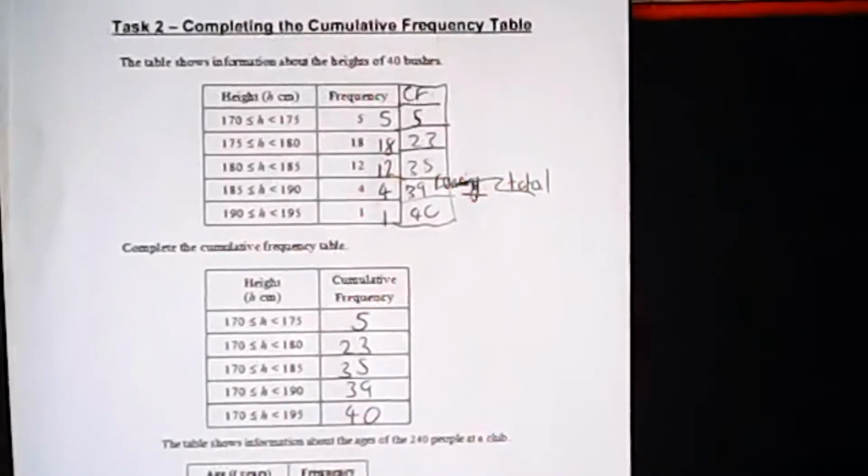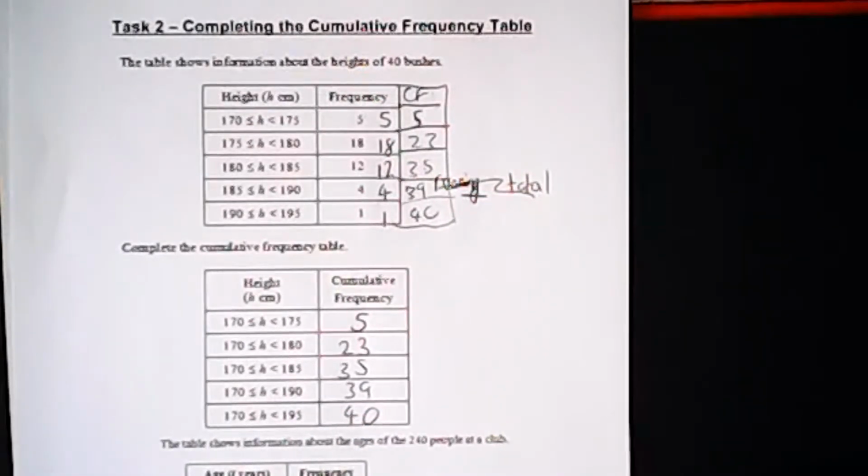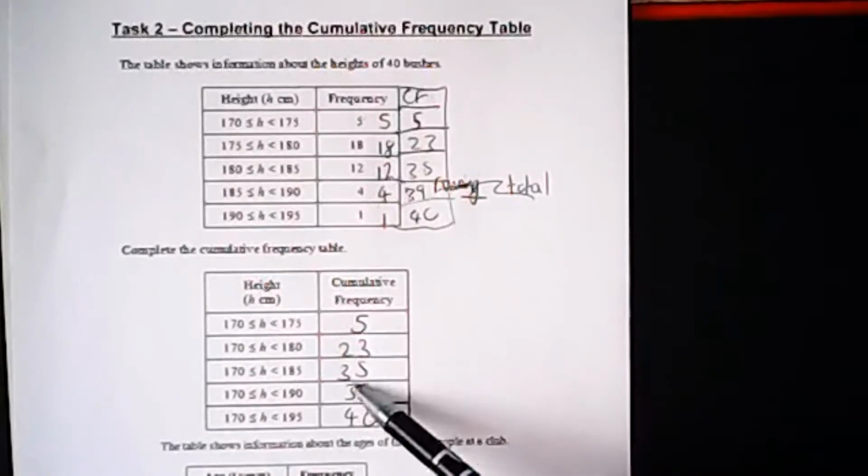Brilliant. Okay, somebody's written in 28 here. Where's that for? I'm not sure where that 28 is for, but you can see how we've got this running total going on here.